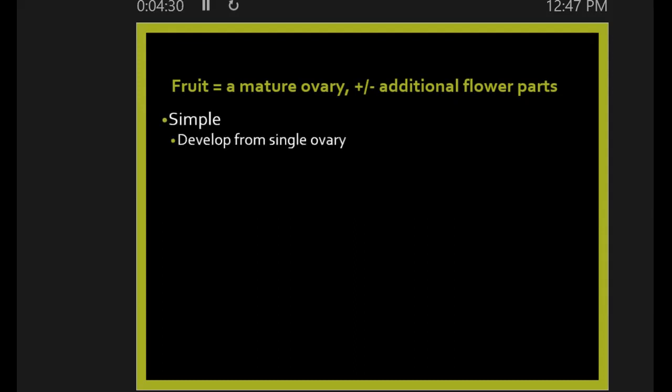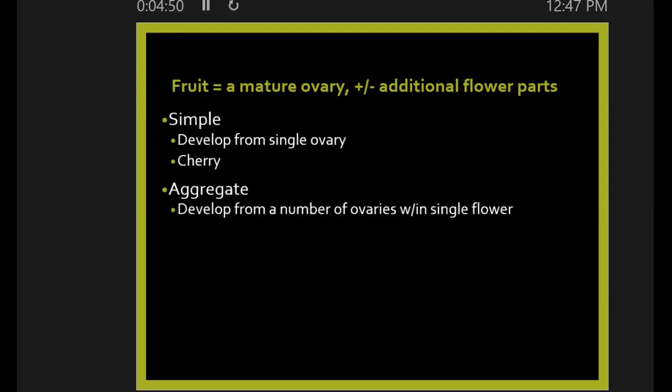So if we say, oh, that's a simple fruit, then what that means is it's just straight ahead. One ovary that started to morph into the fruit tissue. Cherries are a really good example of that. Simple fruit. If we say, oh, that's an aggregate fruit, what that means is that you have a single flower, but it's a flower that has several ovaries in that one flower. And so an aggregation of ovaries within that flower gives rise to an aggregate fruit. A good example of that is blackberry. If you ever go blackberry picking, that's what you're getting.